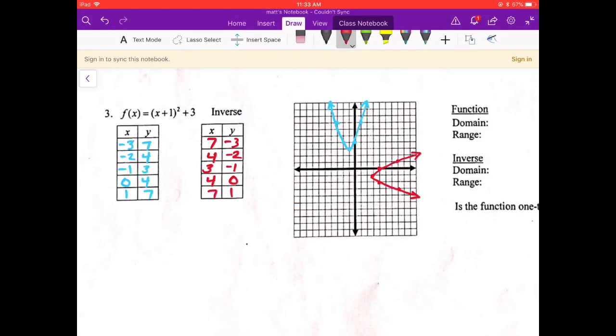Okay, I wanted to make an additional portion of this video for our finding inverses of functions video, just because I wanted to answer a couple of questions that are starting to come up, and I just wanted to give you a little help.